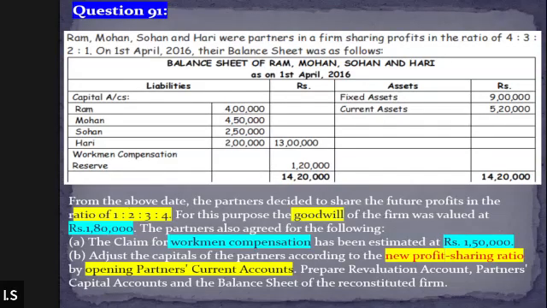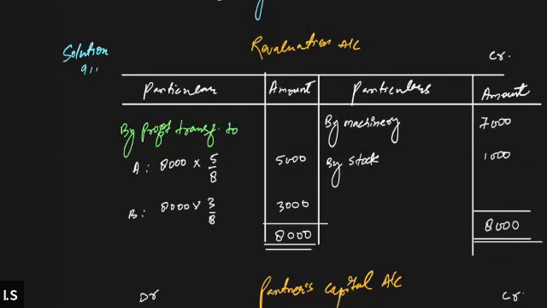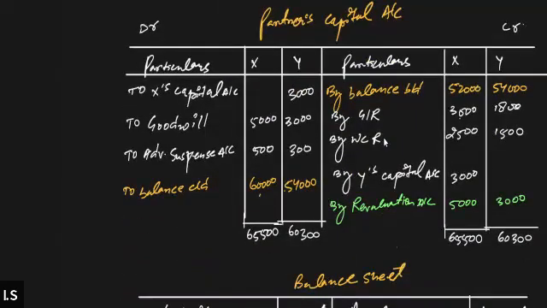First of all, everybody, we need to prepare the revaluation account. For the time being, just ignore the values that are written over here. Just focus on the format of the revaluation account. This is the format of the revaluation account. We have the debit and the credit side. And then we need to prepare a partner's current account.